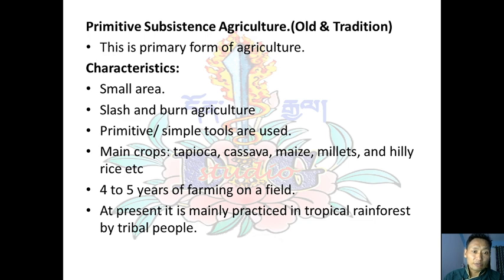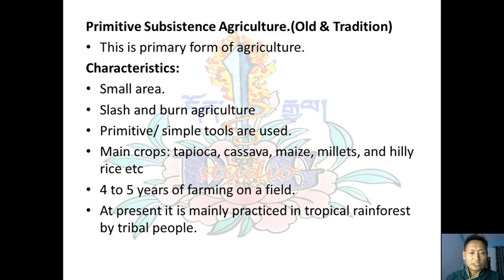In this type of agriculture, they are using very primitive or very simple tools in order to cultivate the crops. What type of crops are they cultivating? Tobacco, tapioca, cassava, maize, millet, and hilly rice. And after 4 to 5 years of cultivation on the same agricultural land, they move to another agricultural land, because of the exhaustion of the land. Every 4 to 5 years they move to another agricultural land, and again they do the same thing by slashing and burning.